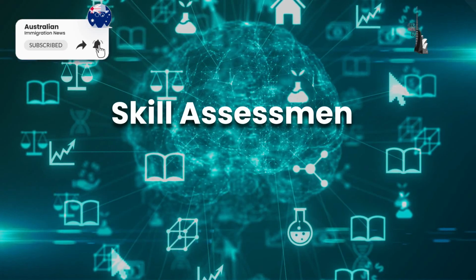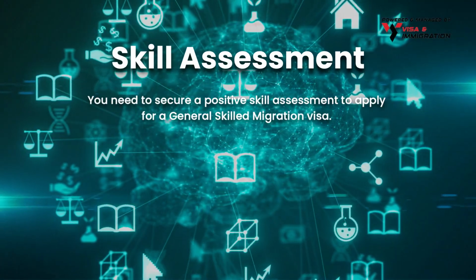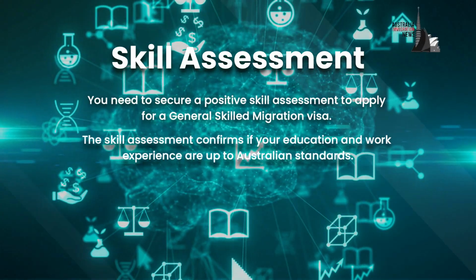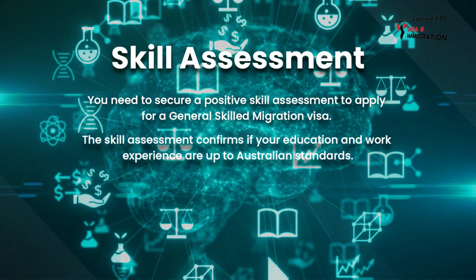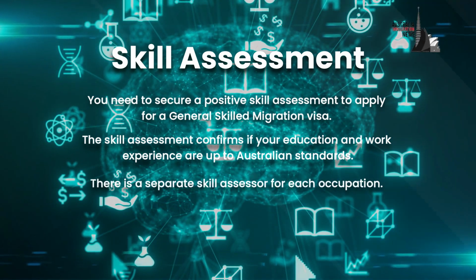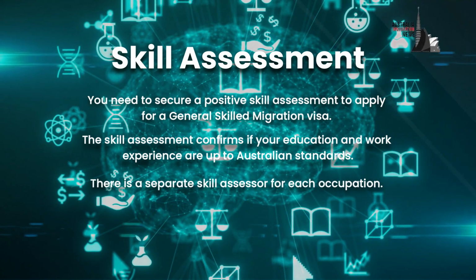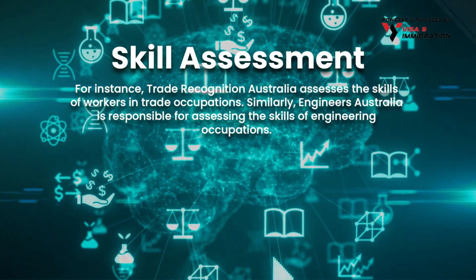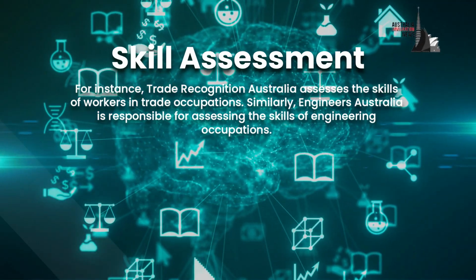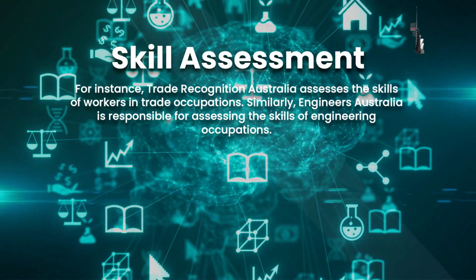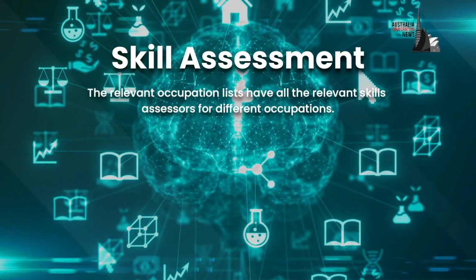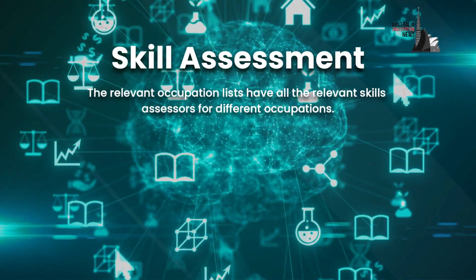Next, we have the skill assessment. You need to secure a positive skill assessment to apply for a General Skilled Migration visa. The skill assessment confirms if your education and work experience are up to Australian standards. There is a separate skill assessor for each occupation. For instance, Trade Recognition Australia assesses the skills of workers in trade occupations. Similarly, Engineers Australia is responsible for assessing the skills of engineering occupations. The relevant occupation lists have all the relevant skills assessors for different occupations.